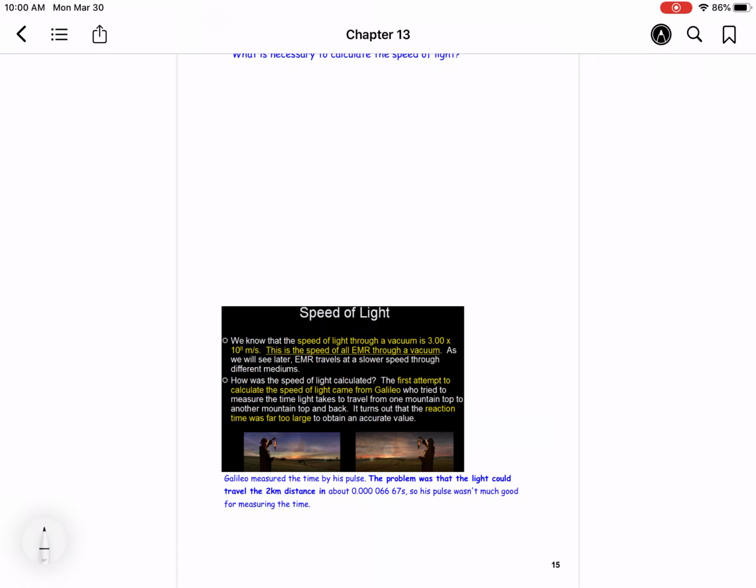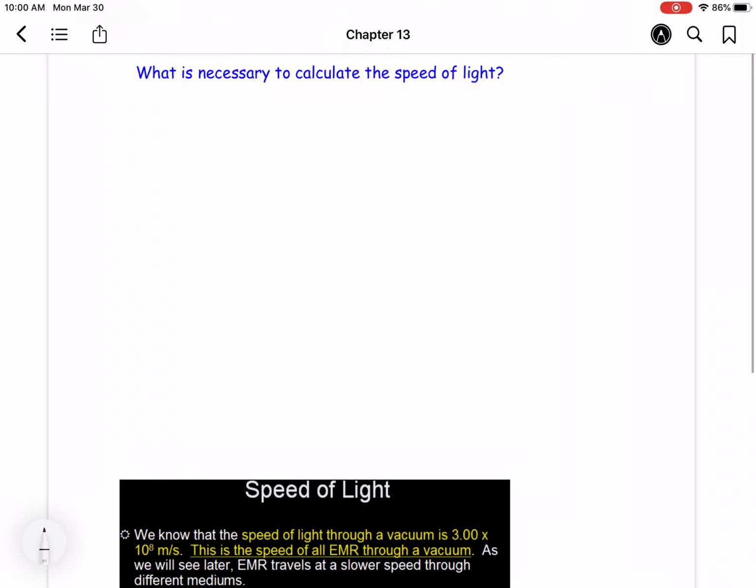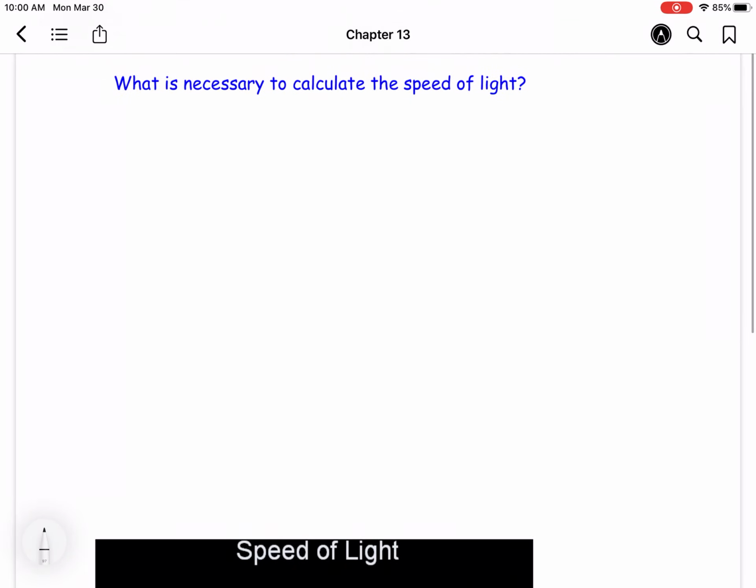Alright, so now we're going to get to lesson 2 here. We talked about the different types of light, but there's something that we had to figure out first: what is the speed of light? So this lesson is all about the speed of light, how we find it and stuff like that. We know that the speed of light now is approximately 3 times 10 to the 8 meters per second, right? Which is 300,000 kilometers per second.